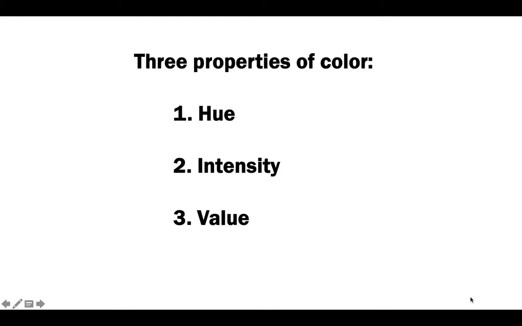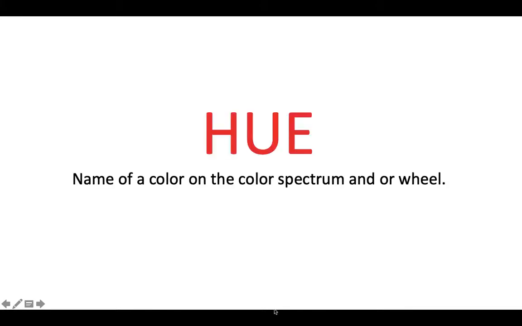So as a quick review, there's three properties of color. These are really important whenever you do this activity. Again, the first one is hue, the second one is intensity, the third one is value. Hue refers to the actual name of a color. If I was to refer to something as red-orange, that would be the hue. Violet would be the hue. So just simply the name of the color.